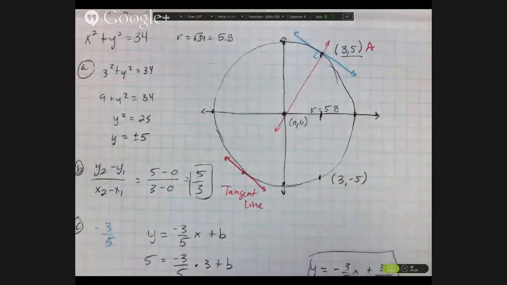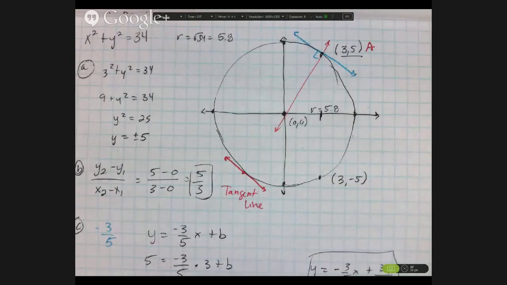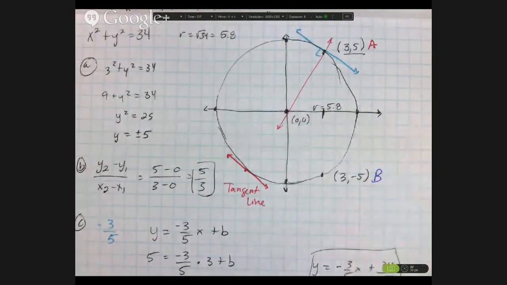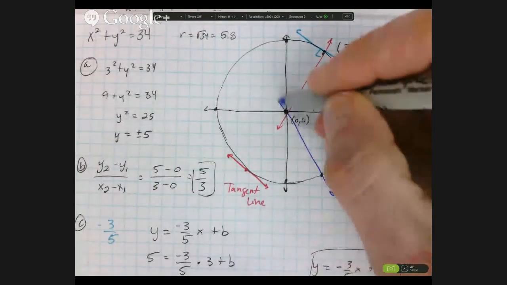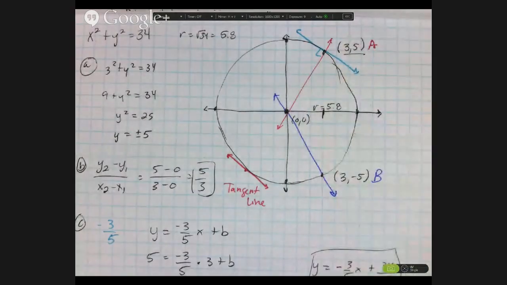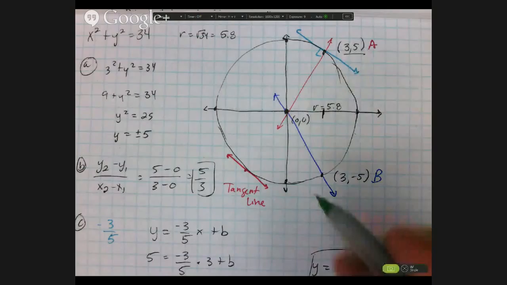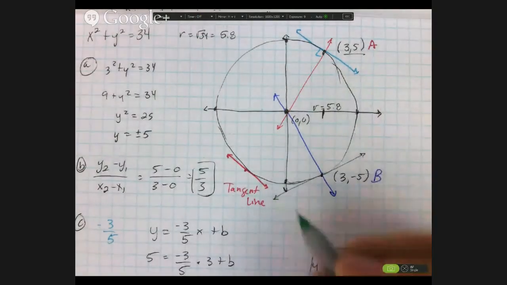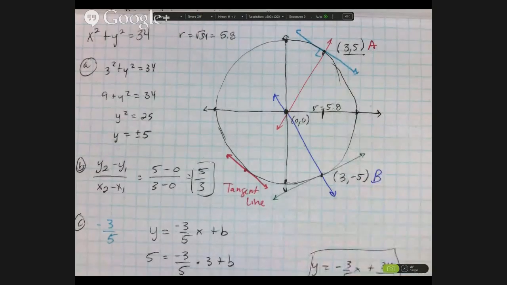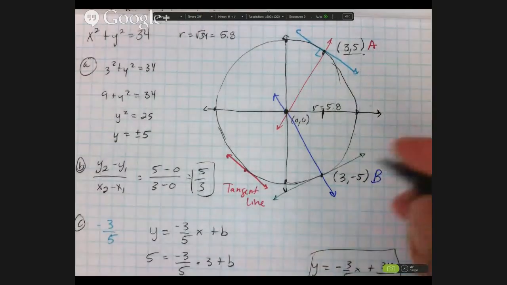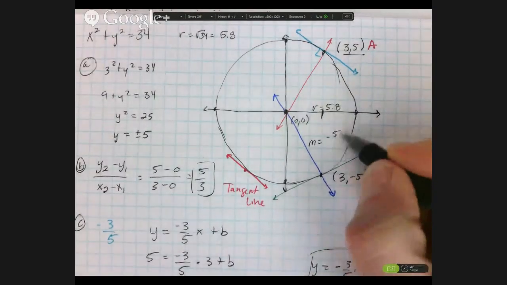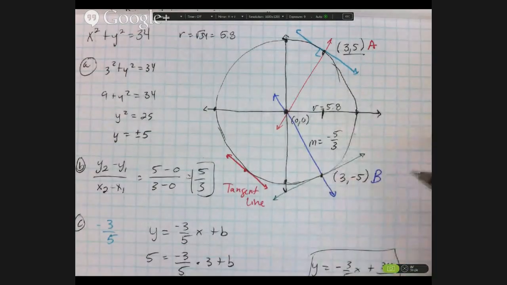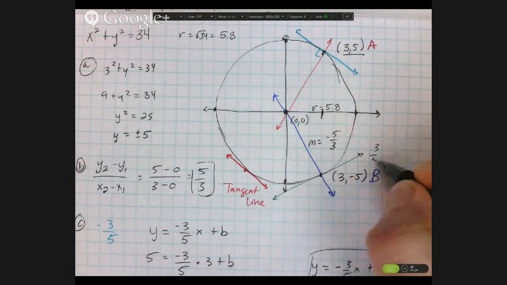Now we're going to let B be the point where x is 3 in the fourth quadrant. Write the equation of the tangent line. We want the equation of that tangent line. Right. So the slope here is -5/3, which means the slope of this is 3/5.